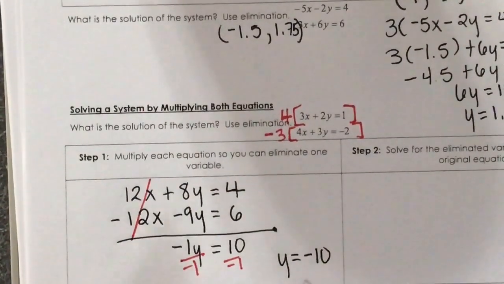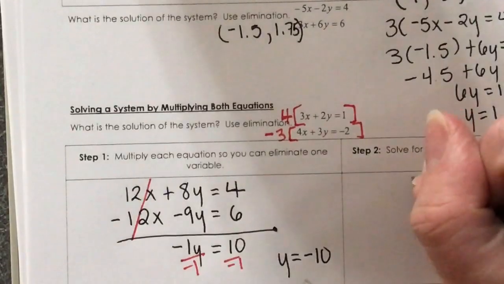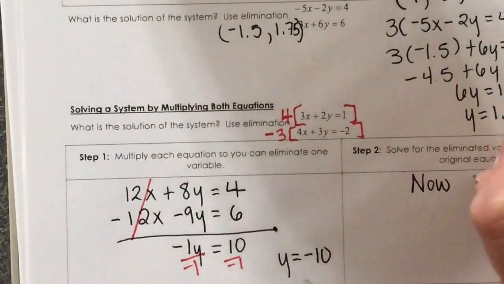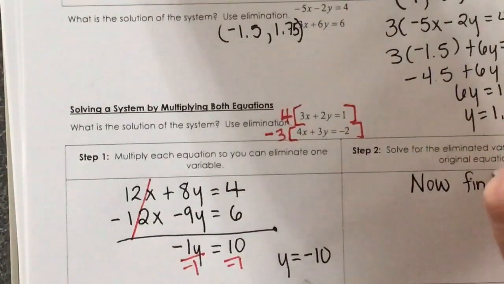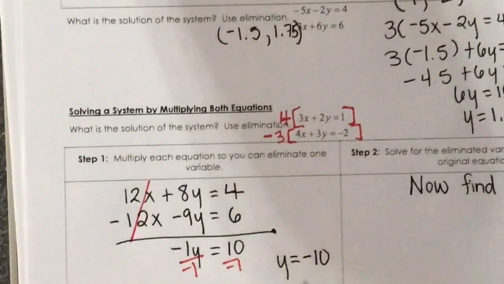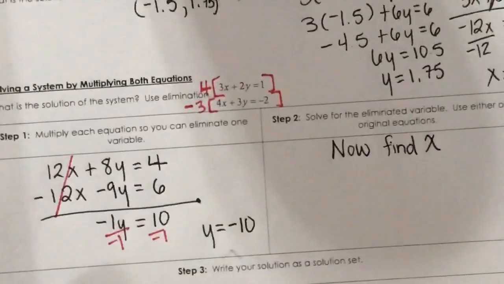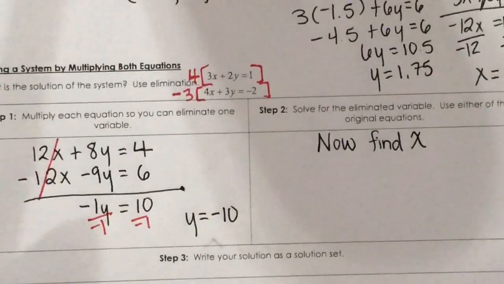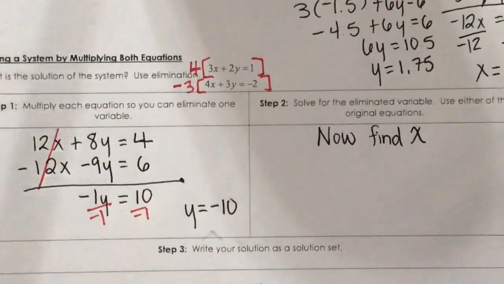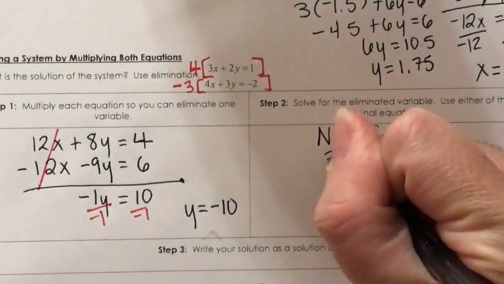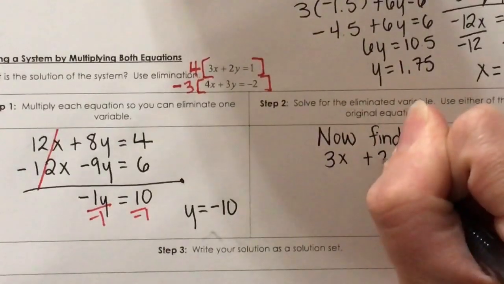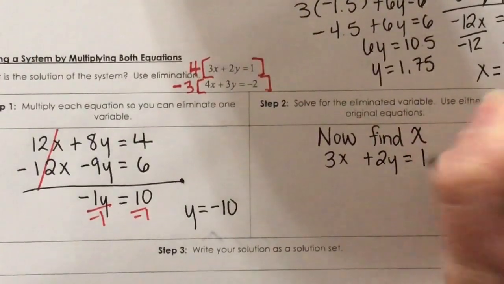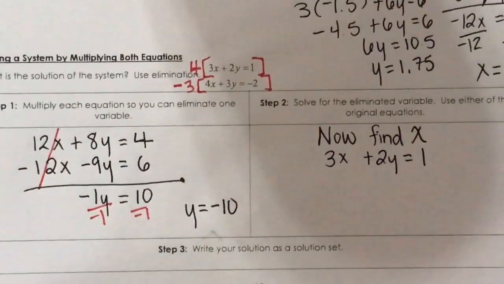I'm halfway done. So step 2 says solve for the eliminated variable using either one of the original equations. So in other words, now find x. So I'm going to go back up to the original. Always pull from the original. Okay, so 3x plus 2y is equal to 1. We're going to sub in the negative 10 into the y.